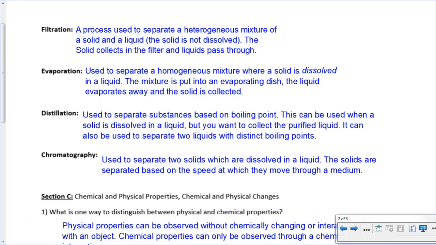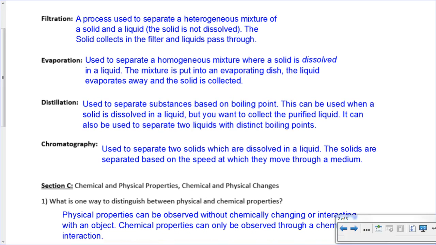Chromatography is best used when you have two solids inside of a liquid and you want to separate them. This is the one where it separates based on how fast two substances move through what we call a medium. I used an example of what's called chromatography paper, which is sort of like a paper towel. Large things move slower than small things. So if you had something like sugar, which is a relatively large molecule, compared to sodium chloride, which is relatively small, the sugar would move slowly through the chromatography paper. The sodium chloride would move quickly. And so you get differing speeds through that, and you can separate them that way.